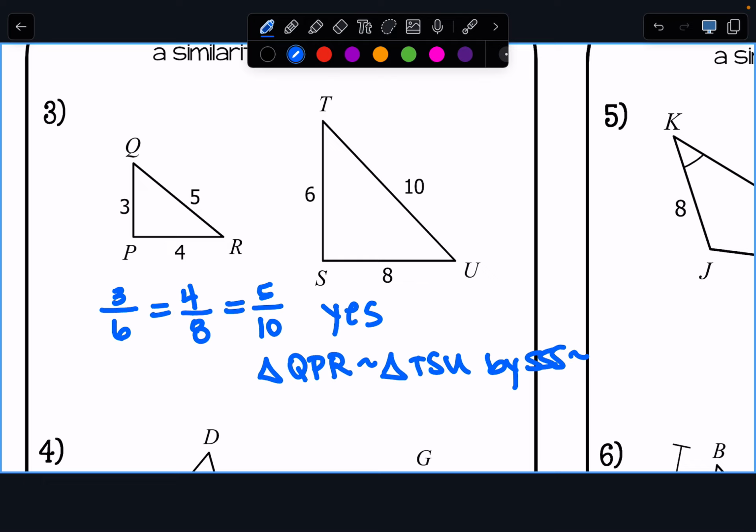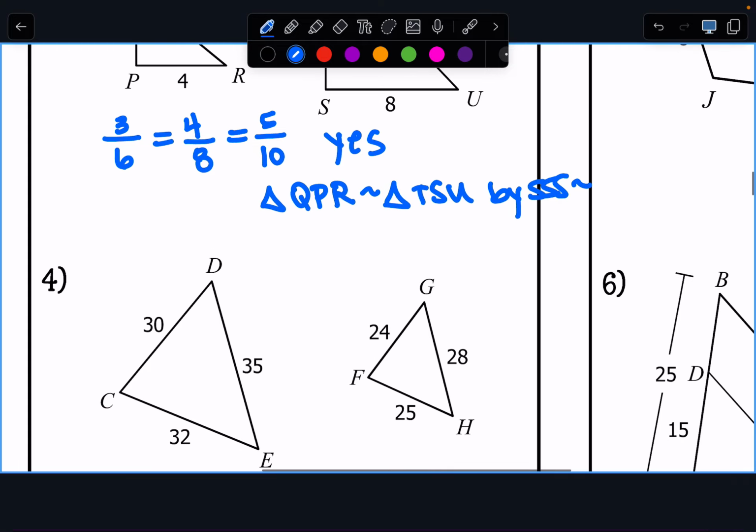Okay, and if you're not sure, you could put 3/6 into your calculator, and it should give you the same thing as 4/8, should give you the same thing as 5/10, right? Now, we're with it enough to know that those are all 1/2, all right? But that could be a shortcut for you.